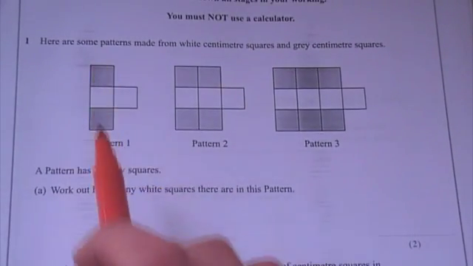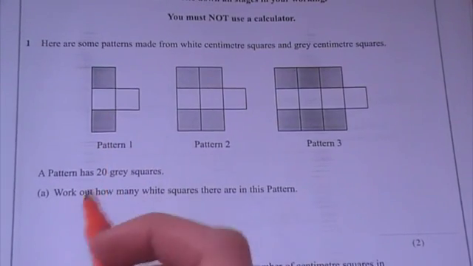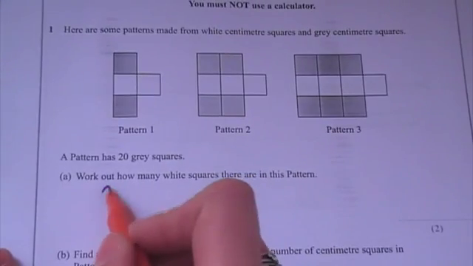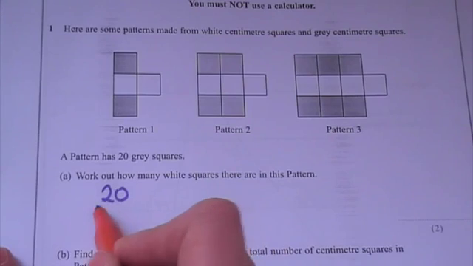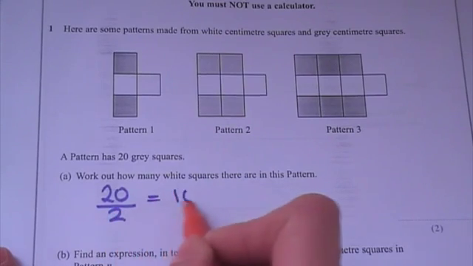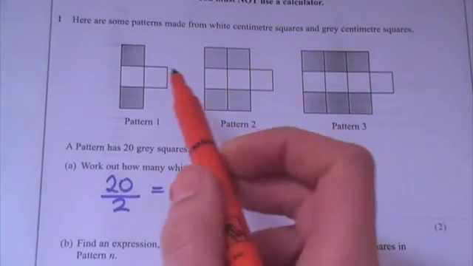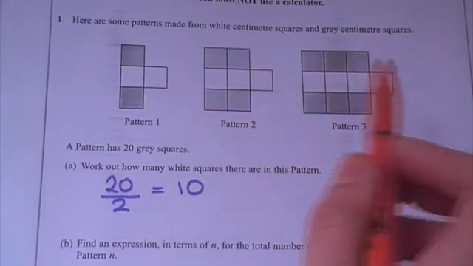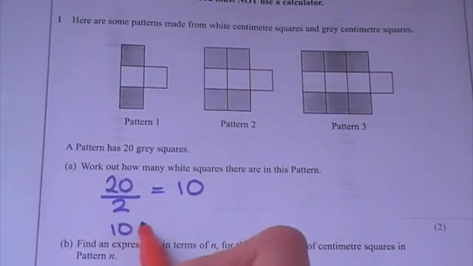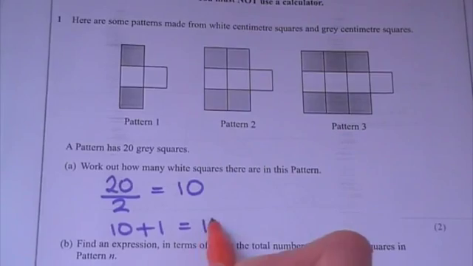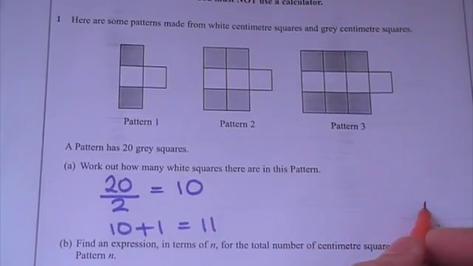Well, there's a grey square either side on the pattern, so we'll start with 20 divided by 2, which gives me 10, and then we've got an extra white one on the end of each pattern, so 10 add 1 will give you 11.